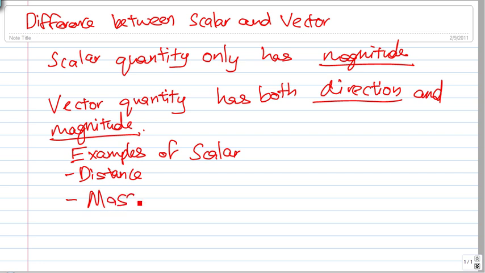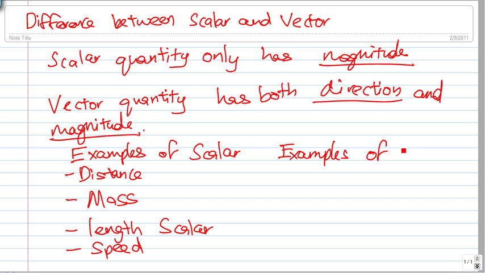Okay, mass is also a scalar. Alright, length is also a scalar. Alright, speed is also a scalar. Alright, so these are all examples of scalar. They do not take into account direction. Okay, the difference between vectors and scalars is that vectors have both direction and magnitude, while scalars have only magnitude.